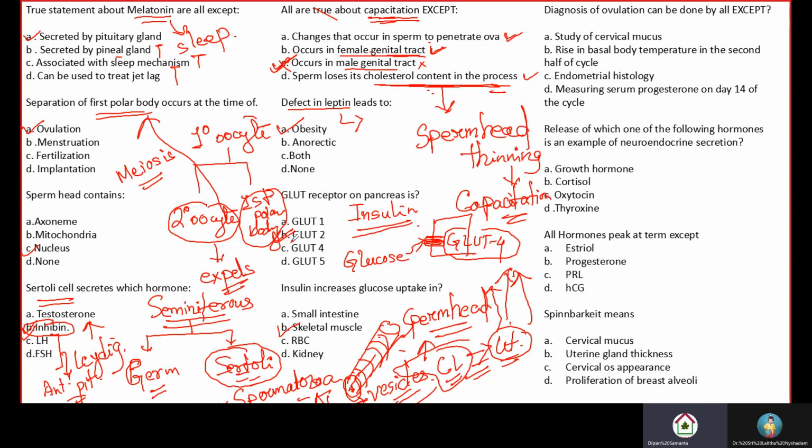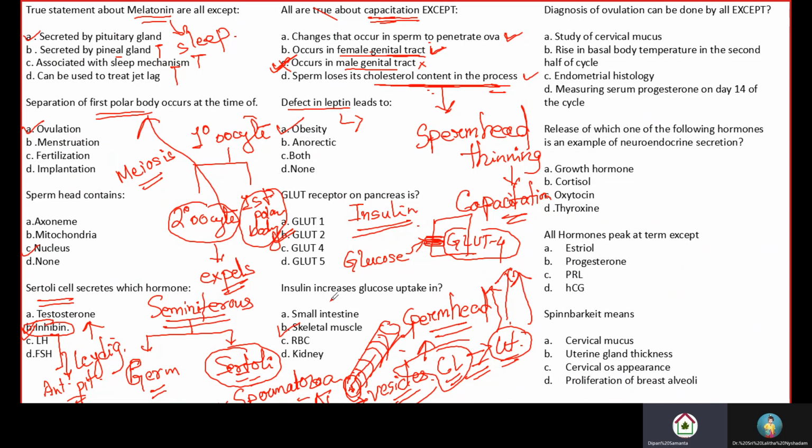GLUT4 is present in skeletal and cardiac muscle. And GLUT5, jejunum and sperm. GLUT6, brain, spleen and leukocyte, and GLUT7, liver. Okay. So next question is: insulin increases glucose uptake in small intestine, skeletal muscle, RBC, kidney.